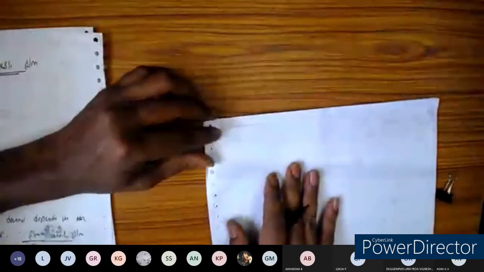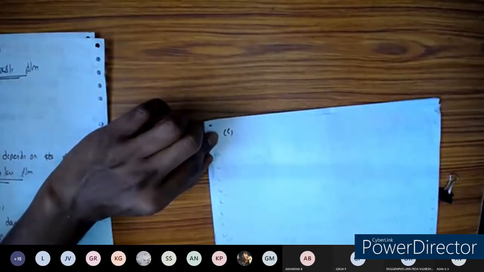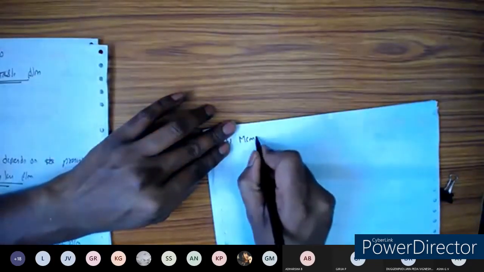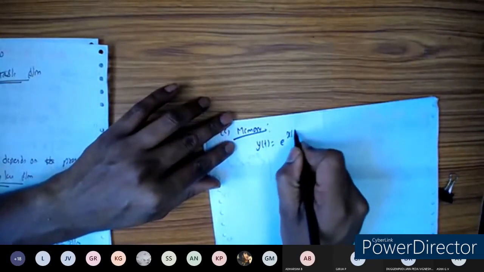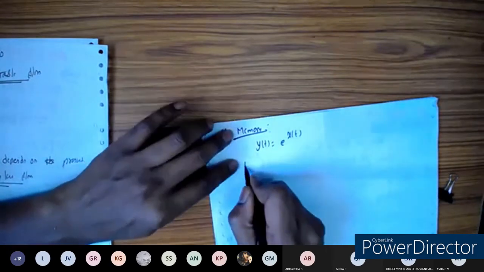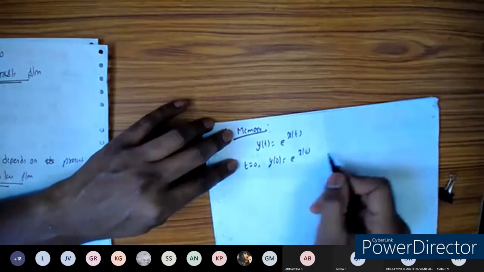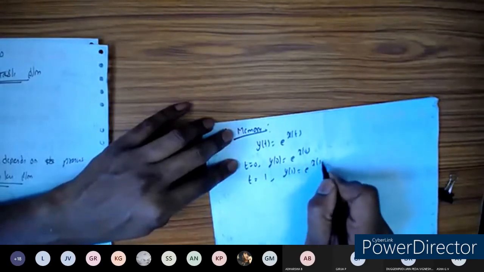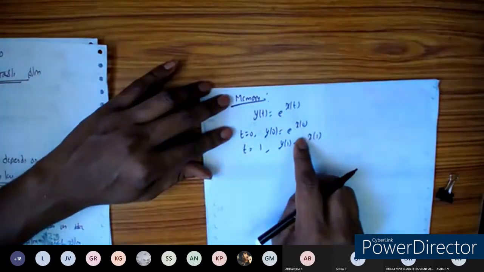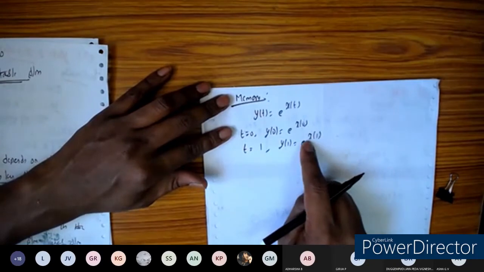Now let us go for the next property, which is called memoryless or memory. It's the third property. The given system is y of t is equal to e to the power of x of t. If you want to find out the memory, let us substitute t is equal to 0. Then y of 0 will become e to the power of x of 0, so it depends on the present value only. Let us substitute t is equal to 1. So y of 1 depends on e to the power of x of 1. We can see the present output depends on the present input only. So the given system is a memoryless system here.